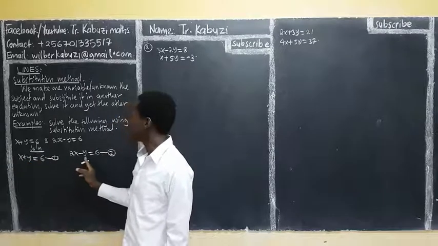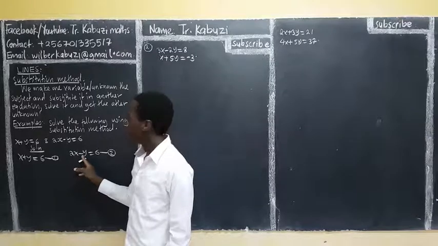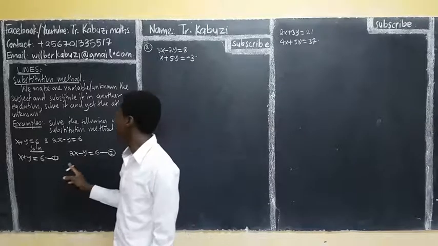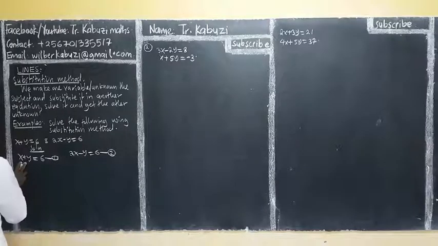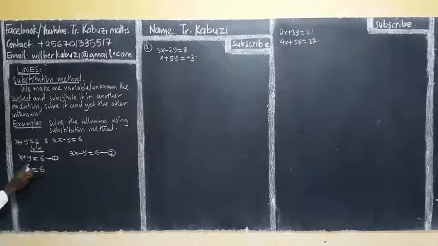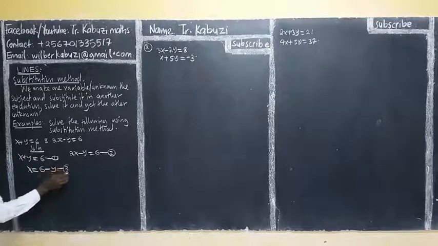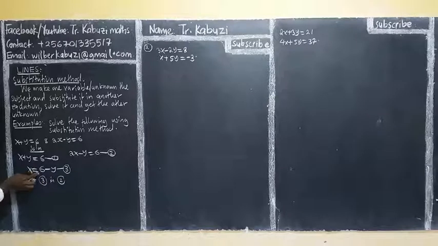Here it was easy to make y the subject, but let me make x the subject and substitute into the other. From here my x will be 6, and when I take y that side, it becomes minus y. I call this equation 3. Then we put 3 in equation 2. Equation 1 we have used, don't use it again. Now we use the one we have not used.